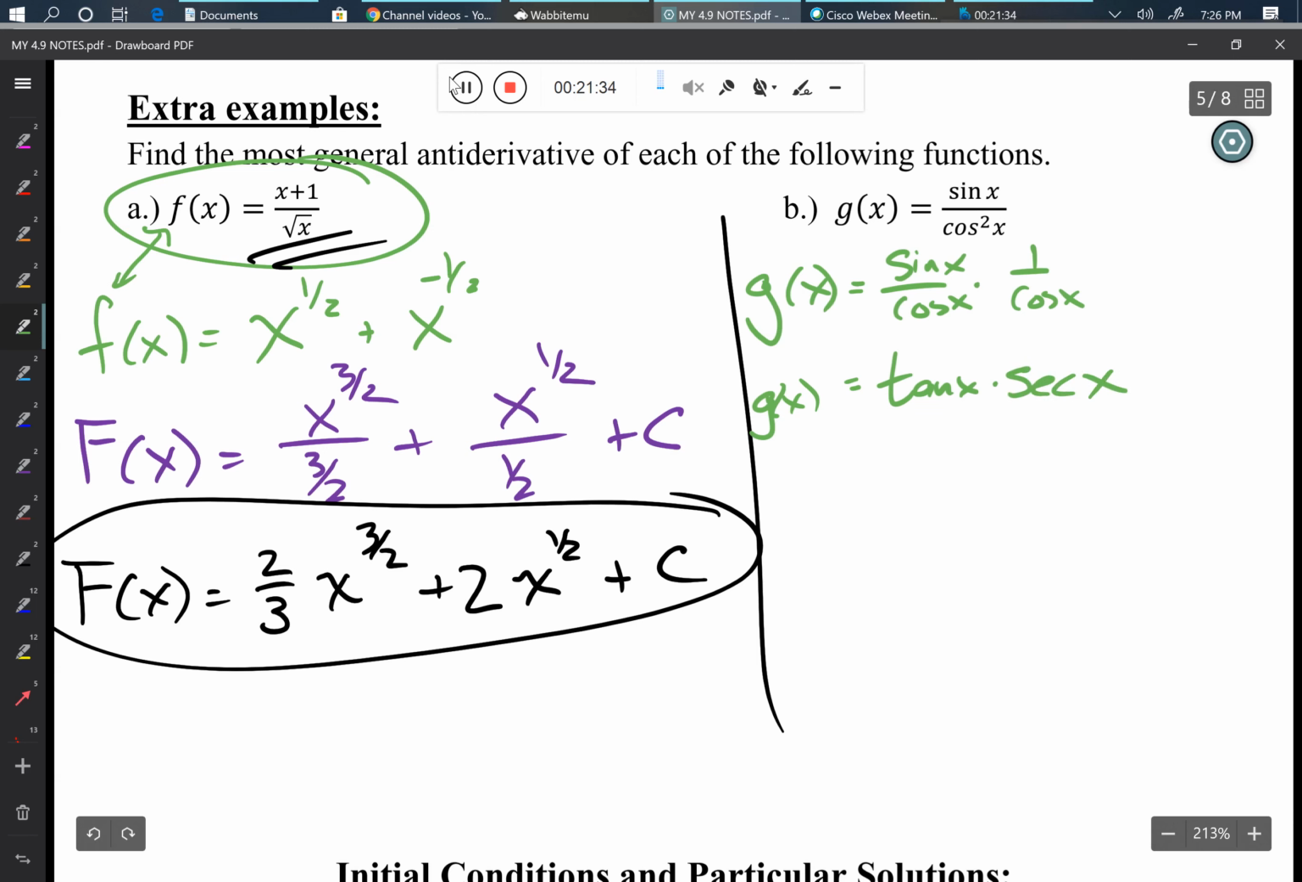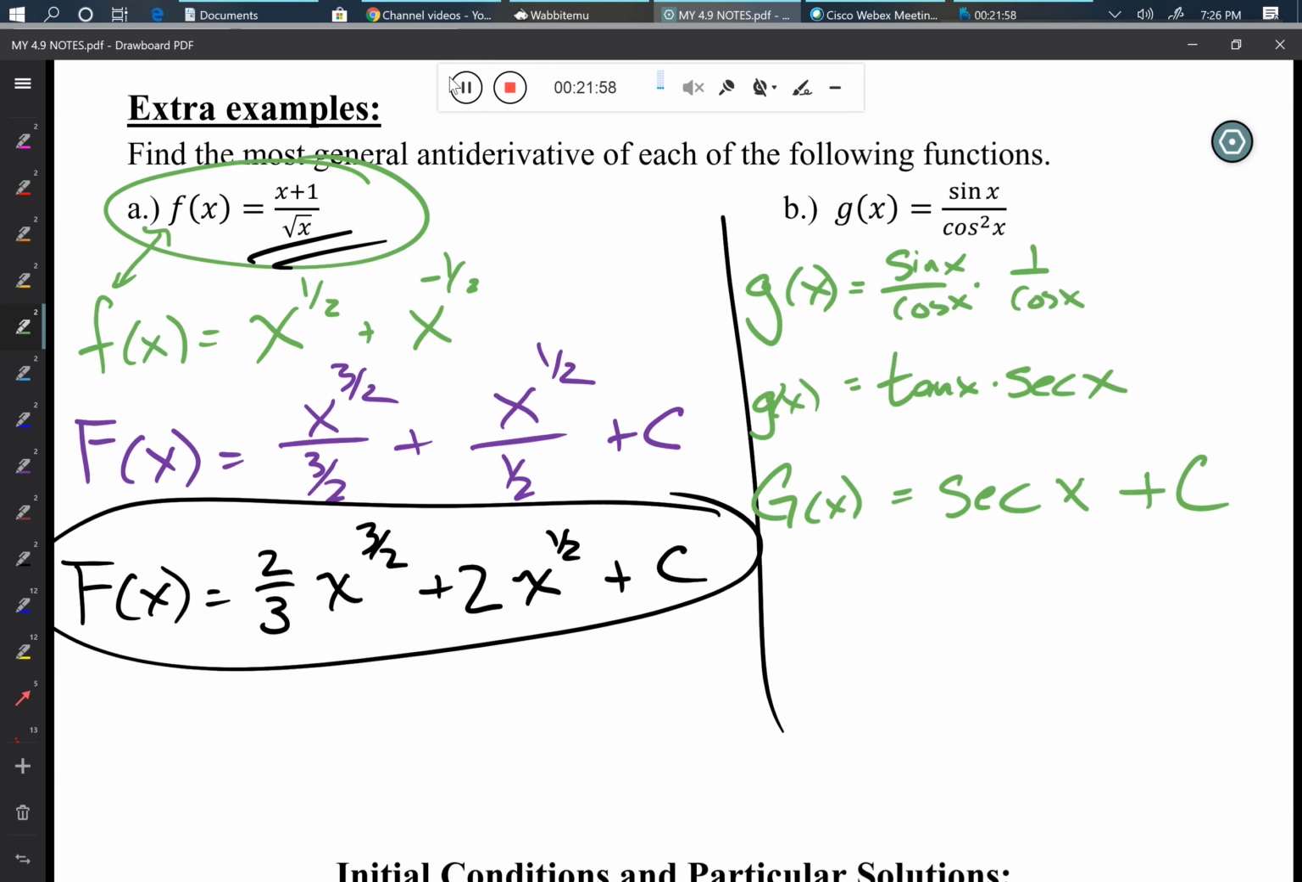And what is the antiderivative of tangent secant? Or maybe you would remember it better if I said it's secant tangent. Well, the antiderivative of secant tangent is secant. The derivative of secant is secant tangent. So the antiderivative of secant tangent is secant. But that's only a particular antiderivative. If I do this plus c, then I've got the most general antiderivative. I'm going to leave it right there.